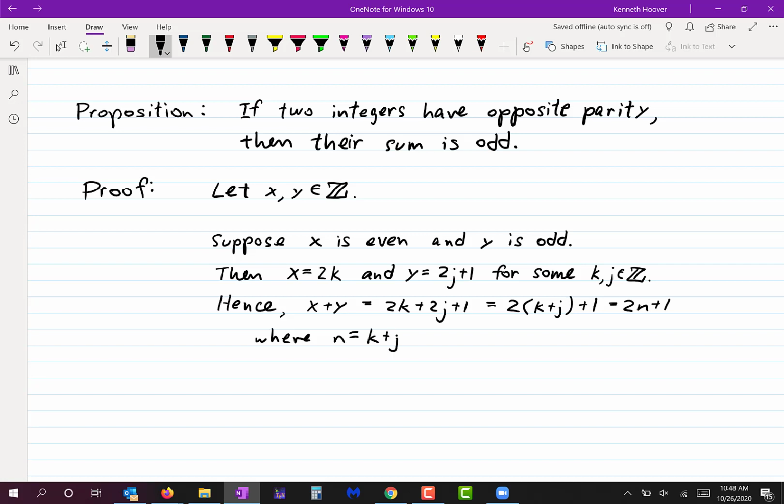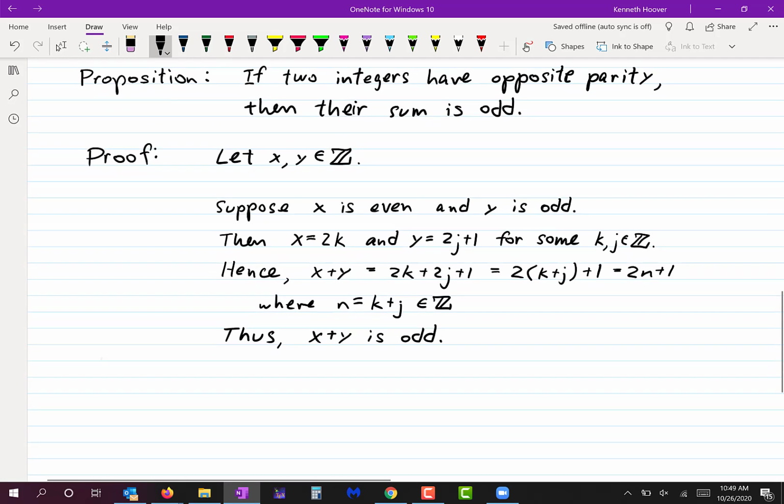What kind of number would that be? K and j are integers, so k plus j would be an integer. So I've shown that x plus y equals 2 times something plus 1, where that something is an integer. Isn't that the definition of being odd? So I have just shown that x plus y would be odd. So in the case that x is even and y is odd, then x plus y comes out to be odd. What's the other case?